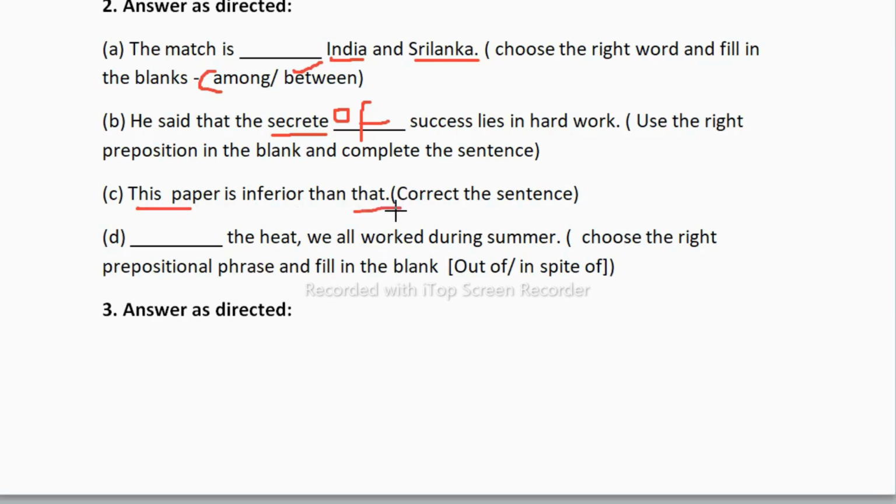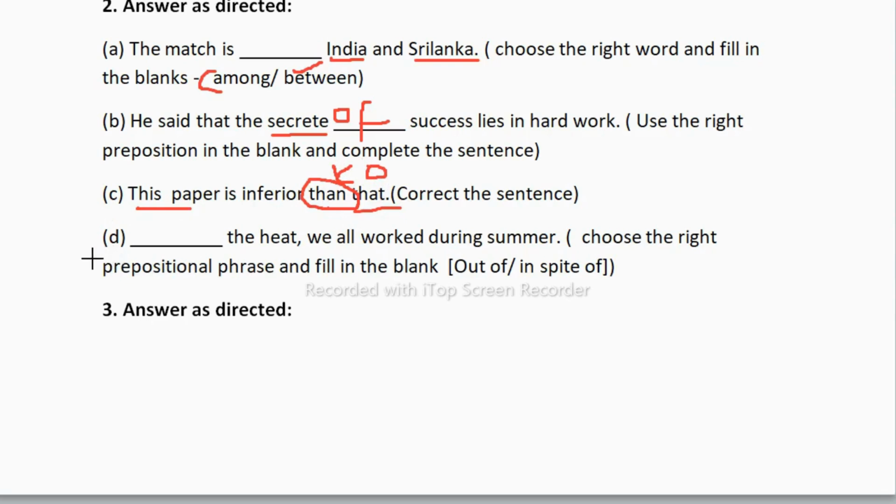But when words like inferior, junior, superior, senior come, we have to take to rather than. So we have to take to here. This paper is inferior to that. This is the correct answer.